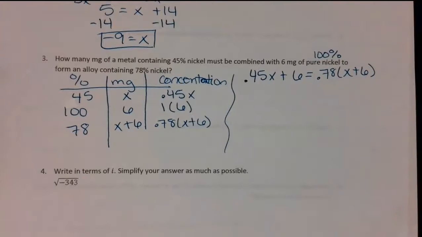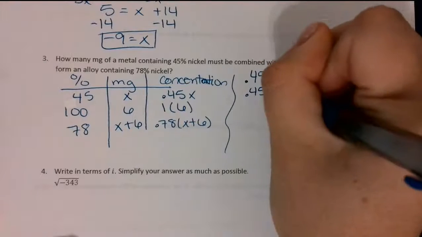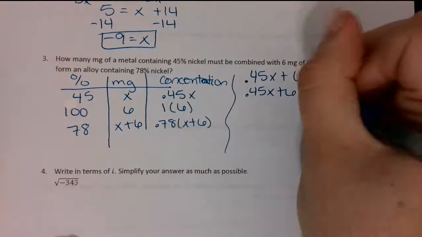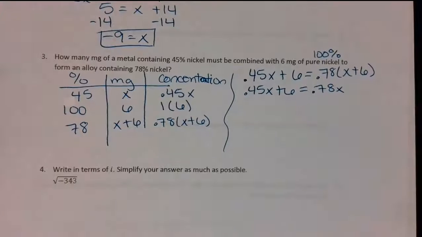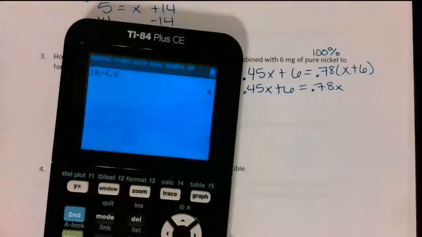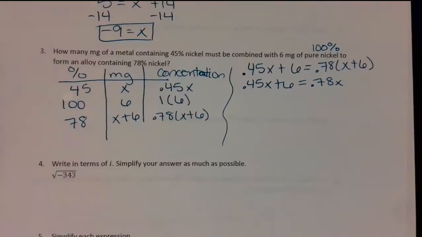Then what I want to go ahead and do is distribute on the right side. 0.78 times x is 0.78x. Then I need to do 0.78 times 6, which gets me 4.68.